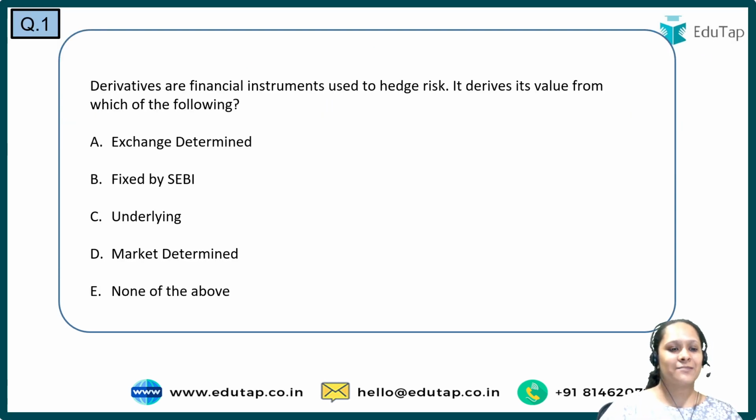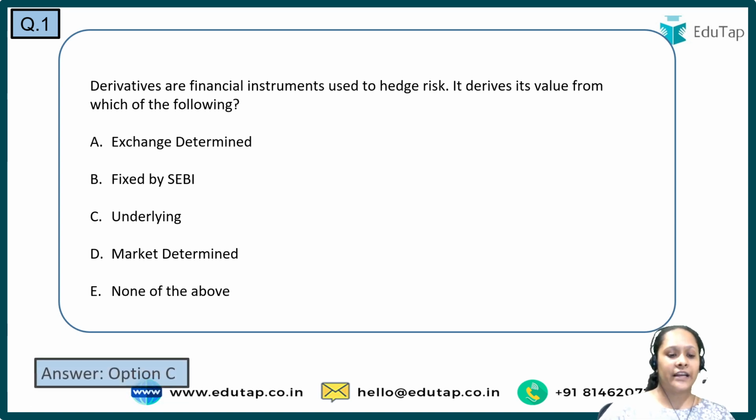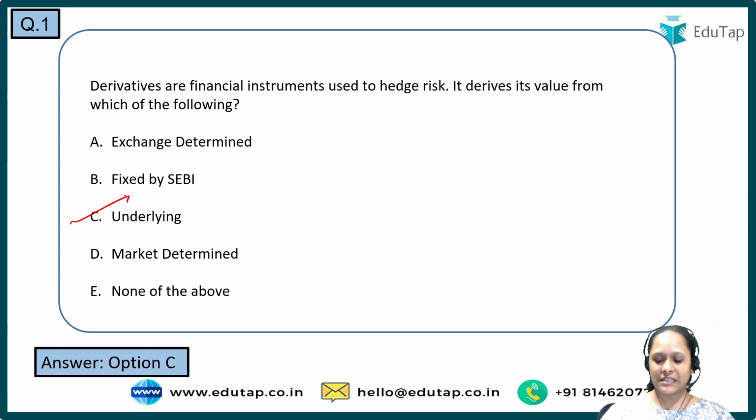Now, let's begin the session. The first question says that derivatives are financial instruments used to hedge risk. It derives its value from which of the following? Is it exchange determined, fixed by SEBI, underlying, market determined, or none of the above? The correct answer is option C, that is underlying.